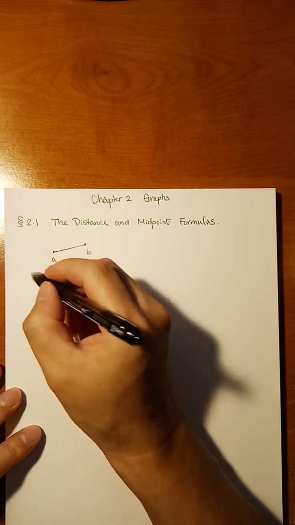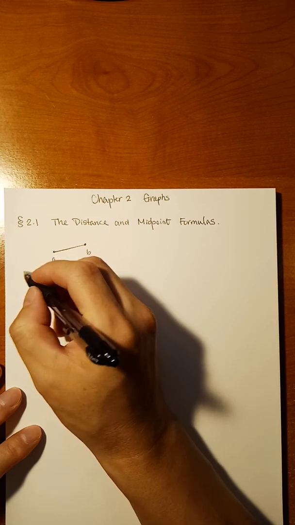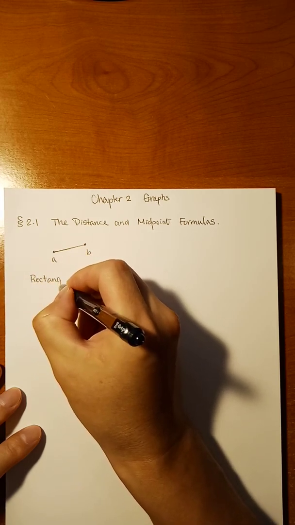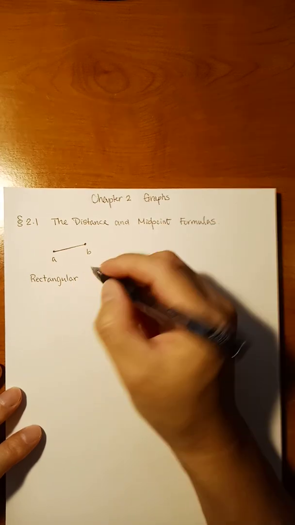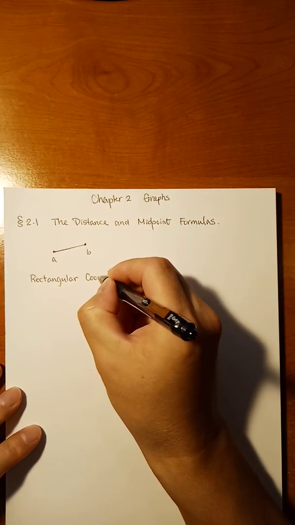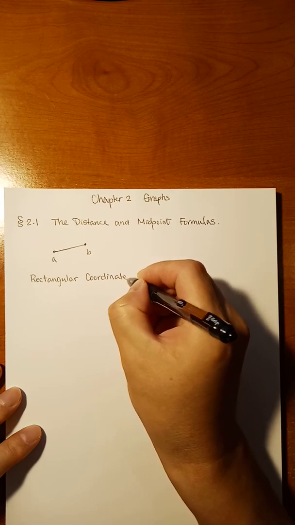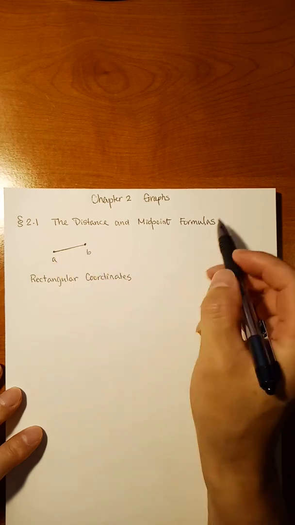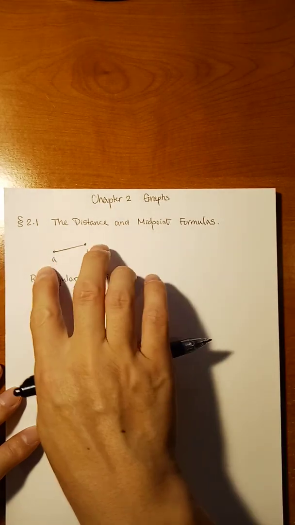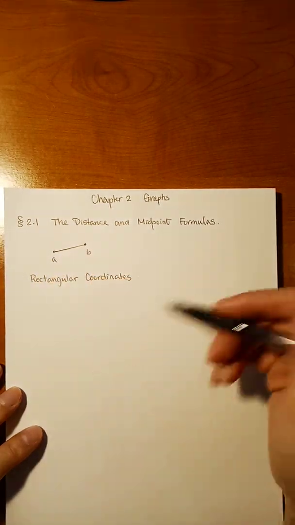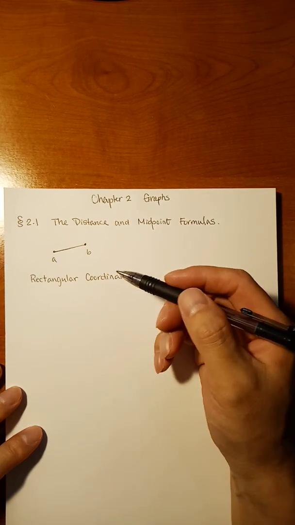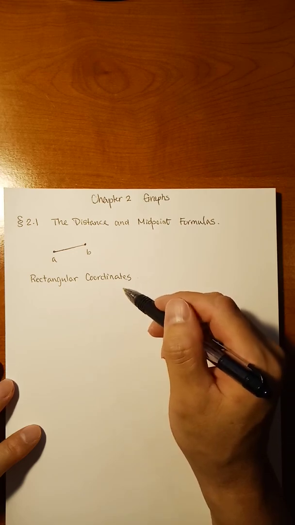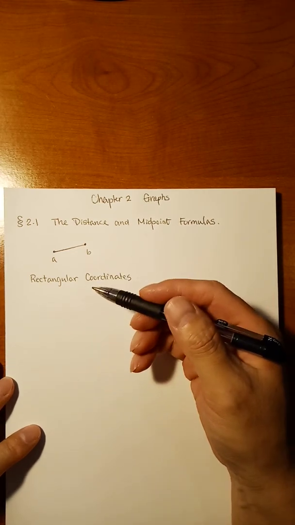So first, let's introduce the rectangular coordinates. If I just give you a blank paper with 2 points, you can only get the distance by measuring them using the ruler. But if you have a coordinate system, then we may have a different way to solve it.